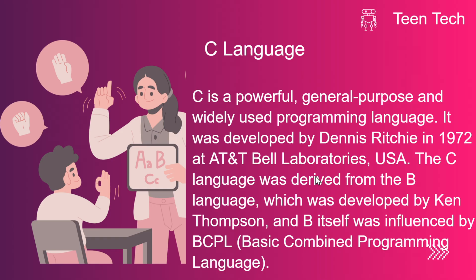Before C, there was a language called B. This B came from another language called BCPL, which means Basic Combined Programming Language. B was developed by Ken Thompson in 1970, and BCPL was developed by Martin Richards at Cambridge University. So here the order is, let me show you another slide.